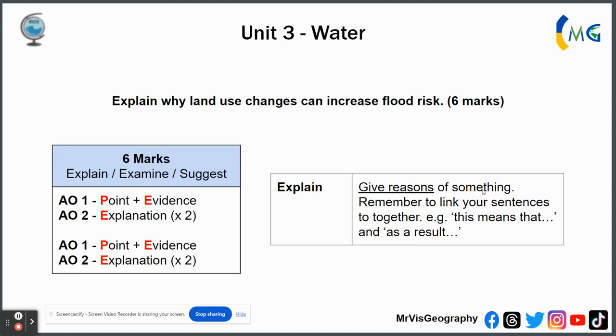So when you've got an explain question, a 6-mark question, our recommended structure would be as follows. You make a point with a bit of evidence as your A1, then you explain that point twice. And that's where you get most of your grades. Your point is 1 mark, and you get a mark for each explanation. You do that twice because each paragraph would be worth 3 marks.